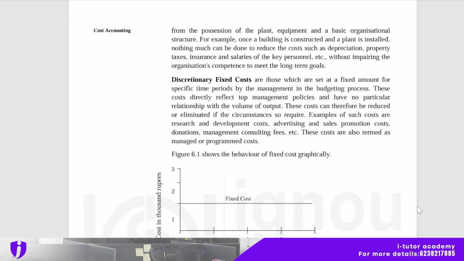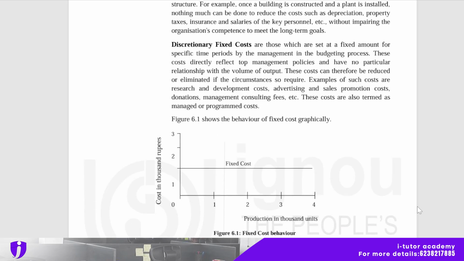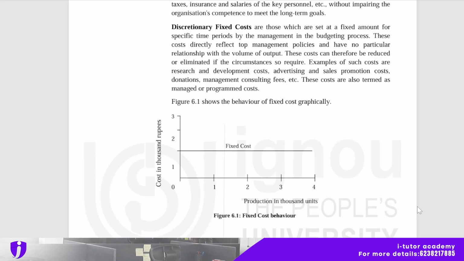For example, once a building is constructed and a plant is installed, nothing much can be done to reduce the costs such as depreciation, property taxes, insurance and salaries of the key personnel, etc., without impairing the organization's competence to meet the long-term goals. Discretionary fixed costs are those which are set at a fixed amount for a specific time period by the management in the budgeting process. These costs directly reflect top management policies and have no particular relationship with the volume of output. These costs can therefore be reduced or eliminated if the circumstances so require.